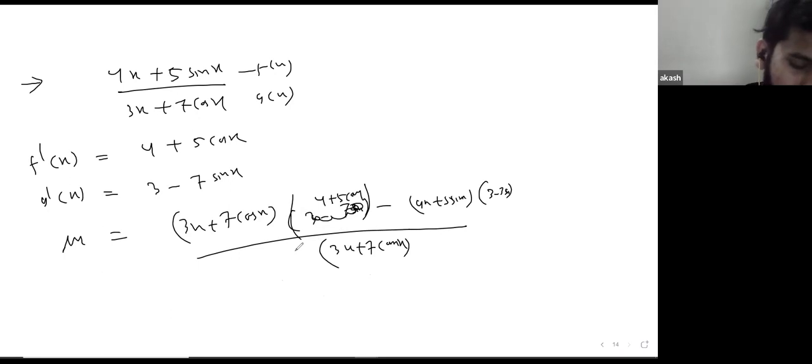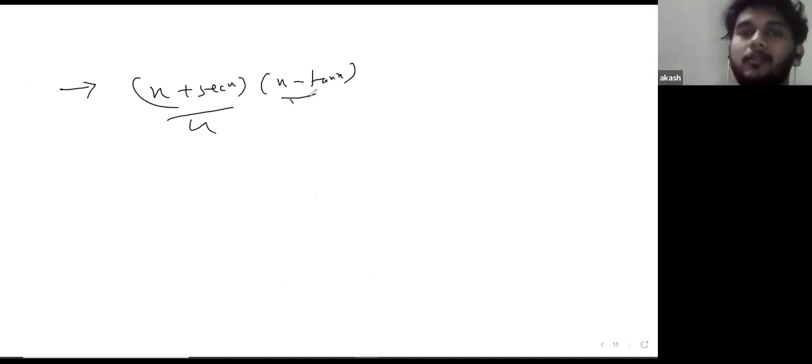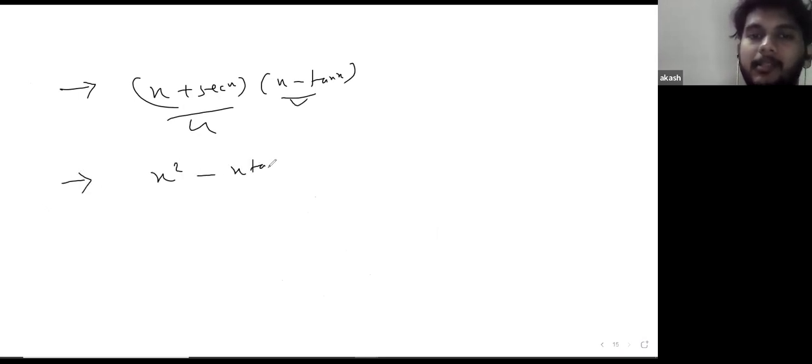Next one is also easy. First, you can open the brackets. If you have this next one, x plus sec x, x minus tan x. Instead of using this u into v formula, first open the brackets. So this will be x square minus x tan x.